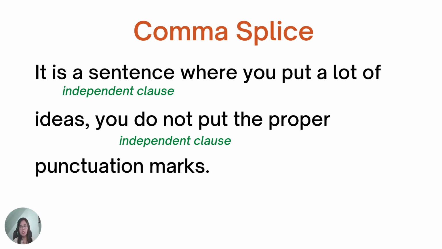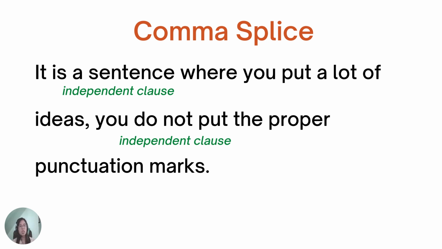These are called independent clauses because there is a subject and a predicate, and the thought is complete. Let's say in the first example, the first independent clause, it is a sentence where you put a lot of ideas. The subject is it, and the predicate is a sentence where you put a lot of ideas. And it has a complete thought because what is it? It is a sentence where you put a lot of ideas. What is a sentence where you put a lot of ideas? The answer is it. So for it to be an independent clause, there should be a subject and a predicate and a complete thought.